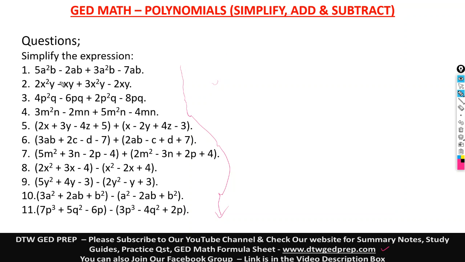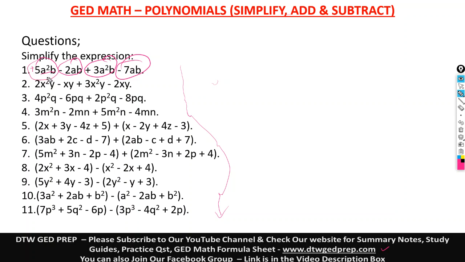Like for this question number one, we can see here that we have a squared b. So you're looking at the variables and checking their similarity with others here. So this is a term, this is a term, this is a term, this is a term. Each term always takes its sign with it. Like this 7ab is a term and it is negative. The sign in front of a term is what it carries. So this is a negative 7ab. This is a positive 3a squared b. This is a negative 2ab. And if you don't see a sign in front of a number in a question, it's positive. So this is a positive 5a squared b.